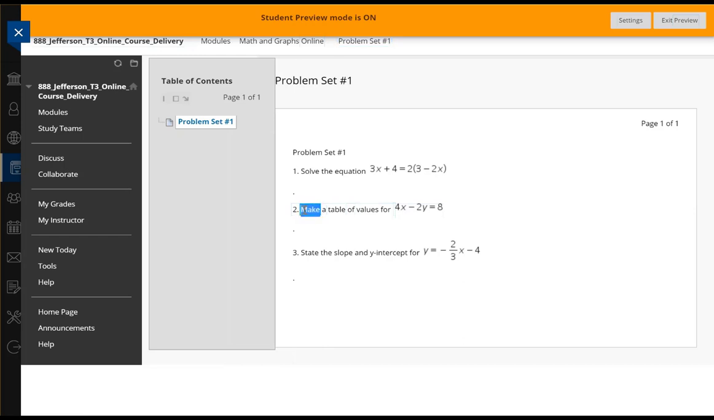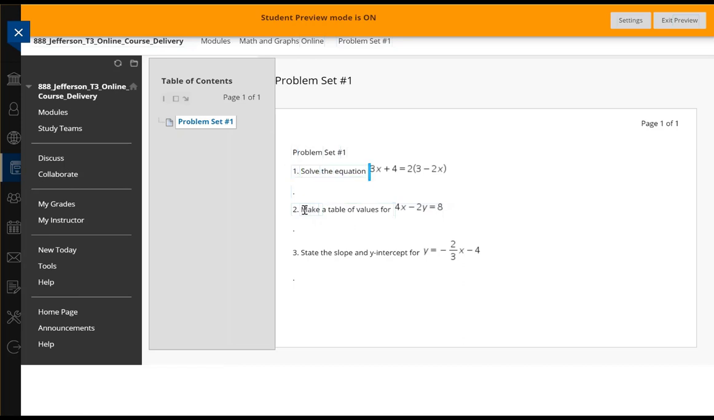Space unselected. A. Space. Image 3x plus 4 equals 2 open parenthesis 3 minus 2x 1. Solve the equation. Problem set number 1. 1. Solve the equation.